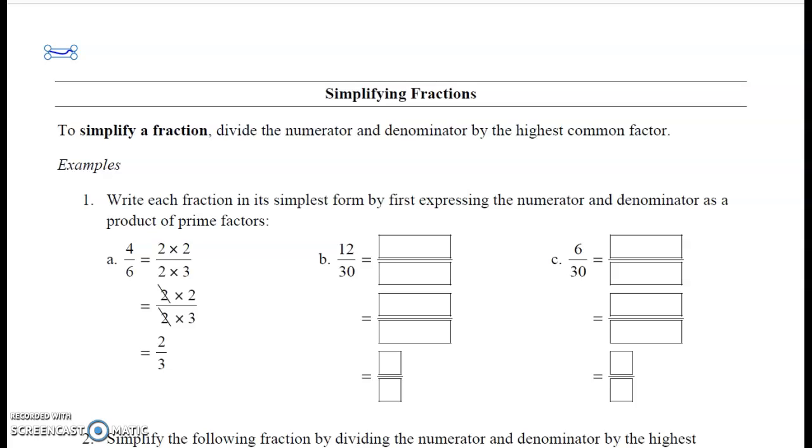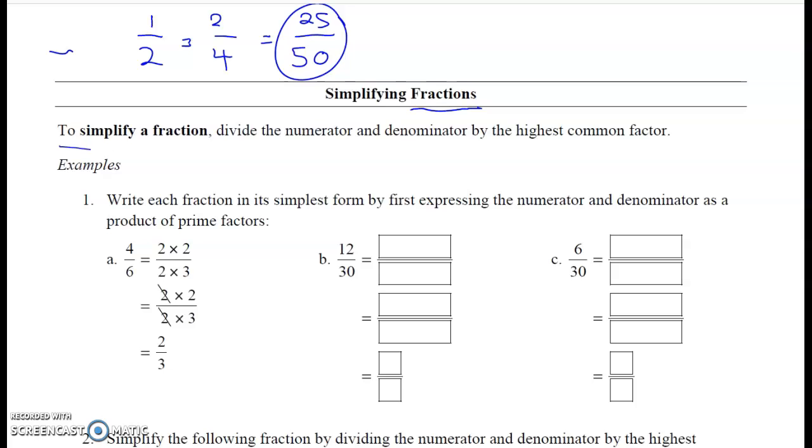This video will look at simplifying fractions. So far we've looked at what fractions are and writing equivalent fractions, so fractions that are the same but are in a different form. So a half is equal to 2 out of 4, or it's equal to 25 out of 50. They're all equivalent fractions. And we're going to be simplifying fractions, so taking fractions such as this one and putting them in their simplest form.